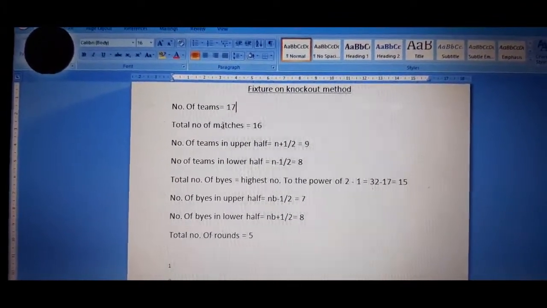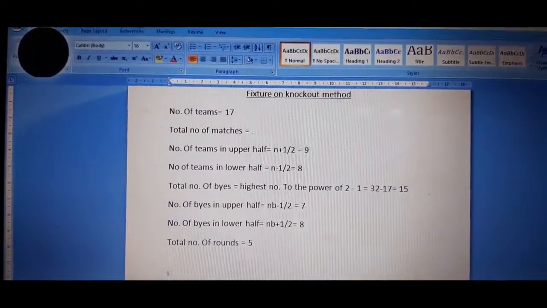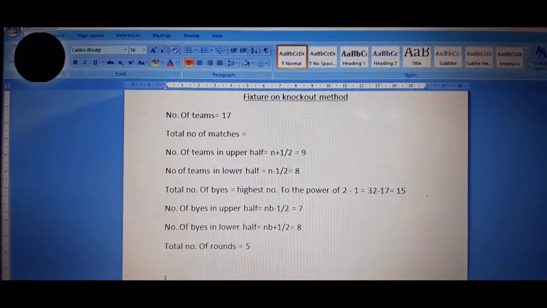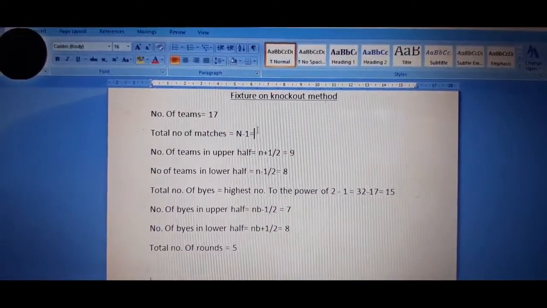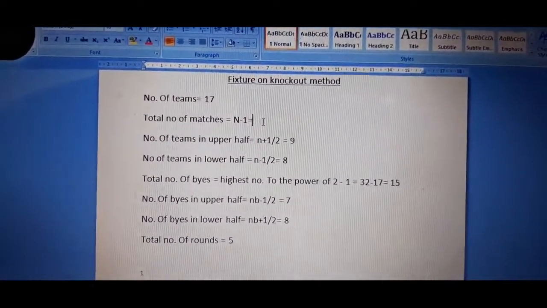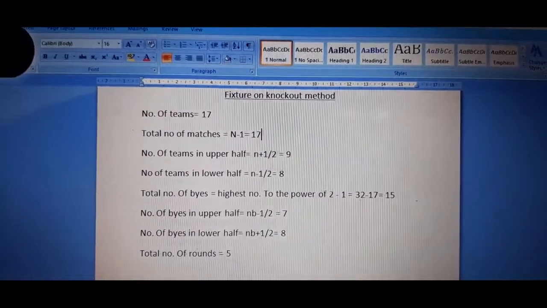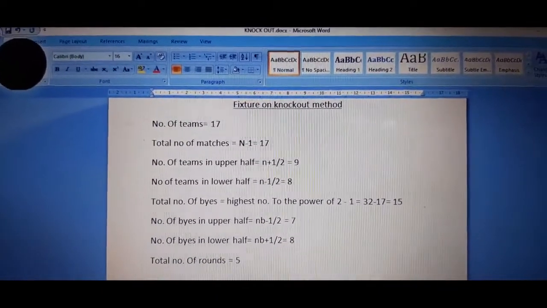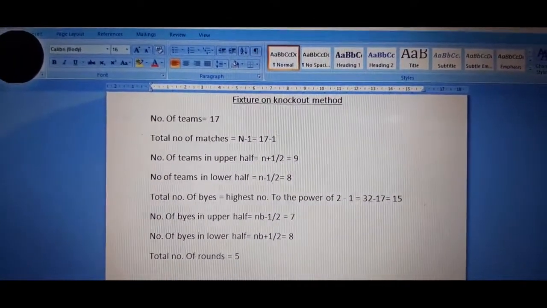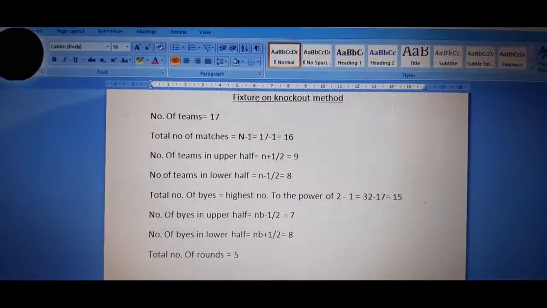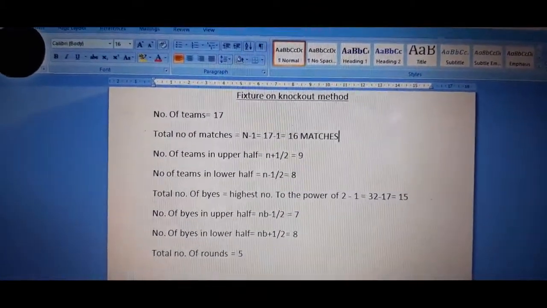Now, total number of matches. How you are going to take this out is very simple. It's not that you just write down 16 over here. It can be calculated by n minus 1, where n always stands for total number of teams. So always remember n is for teams. Total number of teams is 17, 17 minus 1 gives you 16. So total number of matches is 16. 16 matches you have to play.